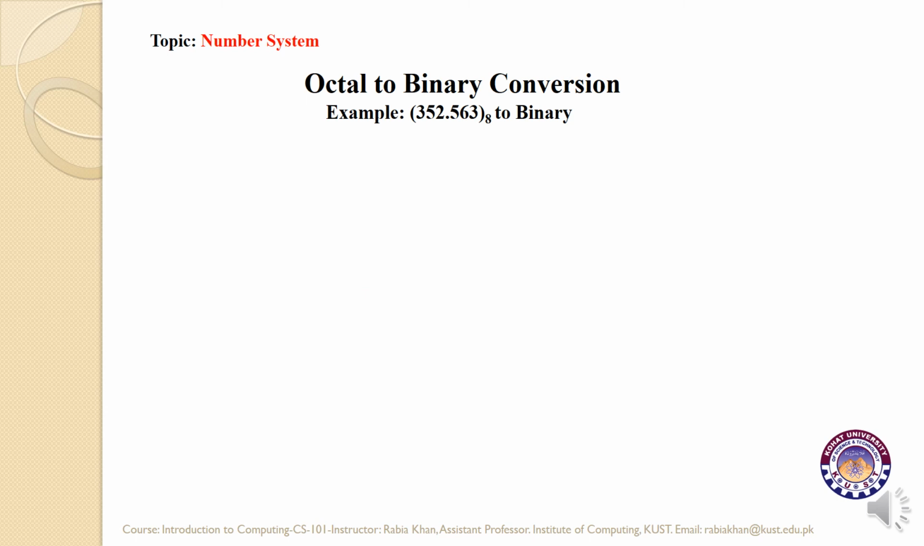So now we combine both the parts. We are given a complete octal number having an integer part and a fractional part, and we need to convert it into binary number. You can use any method, either direct or indirect, to perform this type of conversion. 352.563 is the given number. We are applying a direct technique.